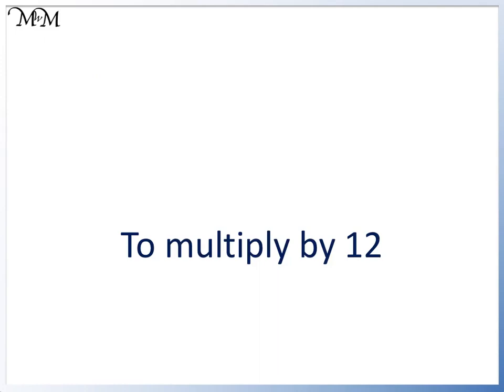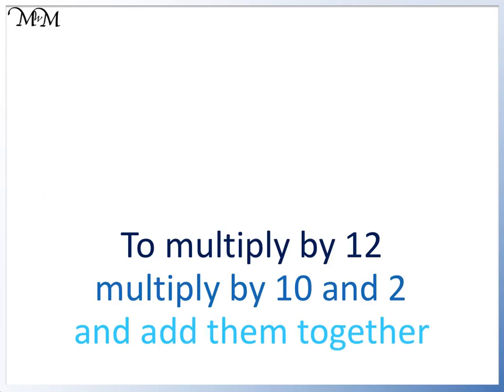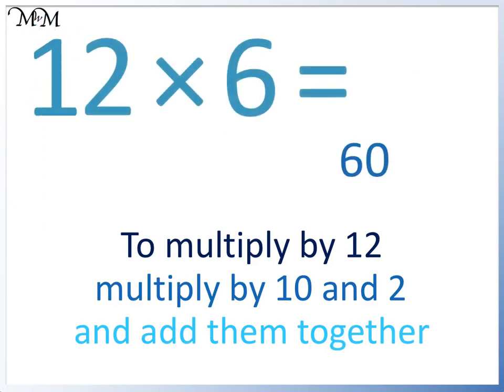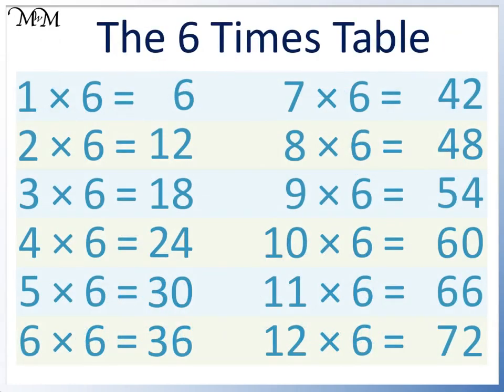To multiply by 12, multiply by 10 and by 2, and then add them together. 10 times 6 equals 60. 2 times 6 equals 12. 60 plus 12 equals 72. Here is the 6 times table. Pause the video if you wish to learn it.